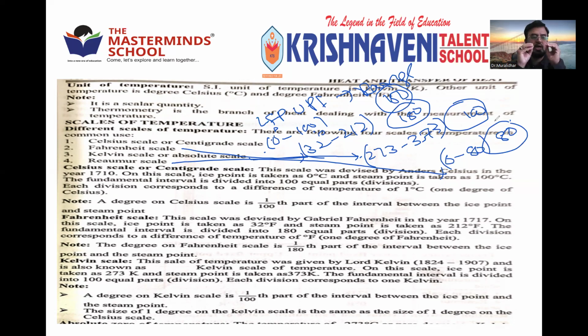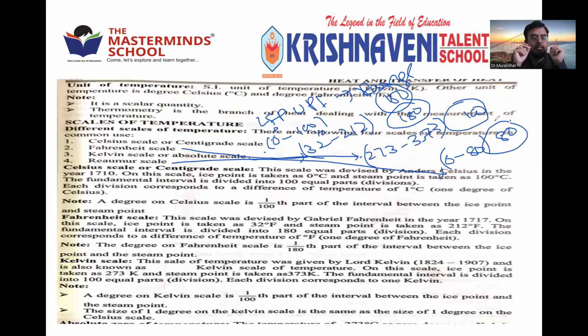So the lower fixed point of the Celsius scale is 0 degrees Celsius. The upper fixed point is 100 degrees Celsius. It contains 100 equal parts, 100 divisions, each of 1 degree. This is 0, 1, 2, 3, 4, 5, 6 up to 100.